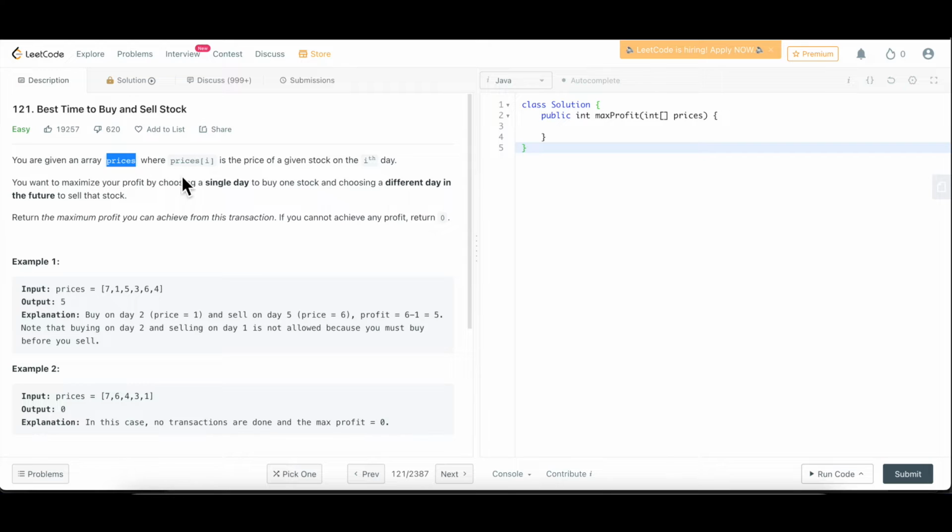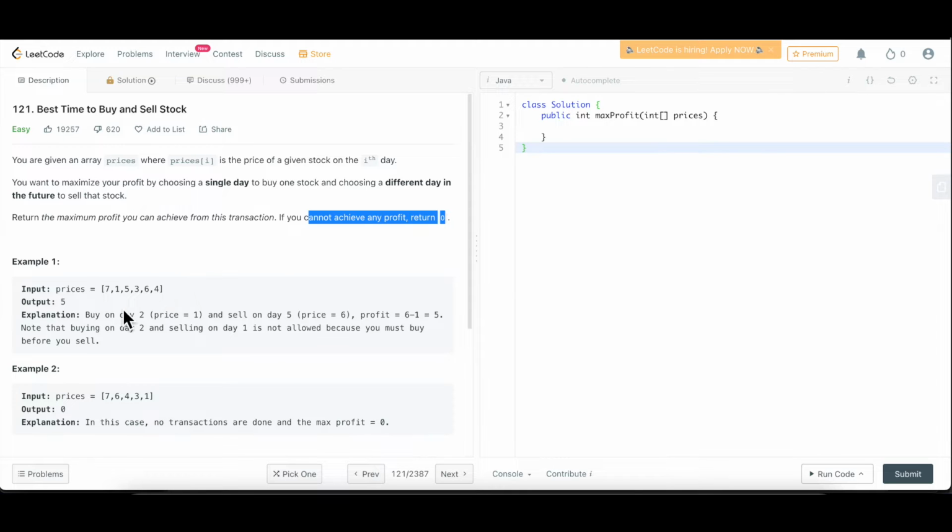In this, we are given this array prices where prices[i] is the price of a given stock on the ith day. You want to maximize your profit by choosing a single day to buy one stock and then choosing a different day in the future to sell the stock, and return the maximum profit that we can achieve. If you cannot achieve any profit, you have to return 0.